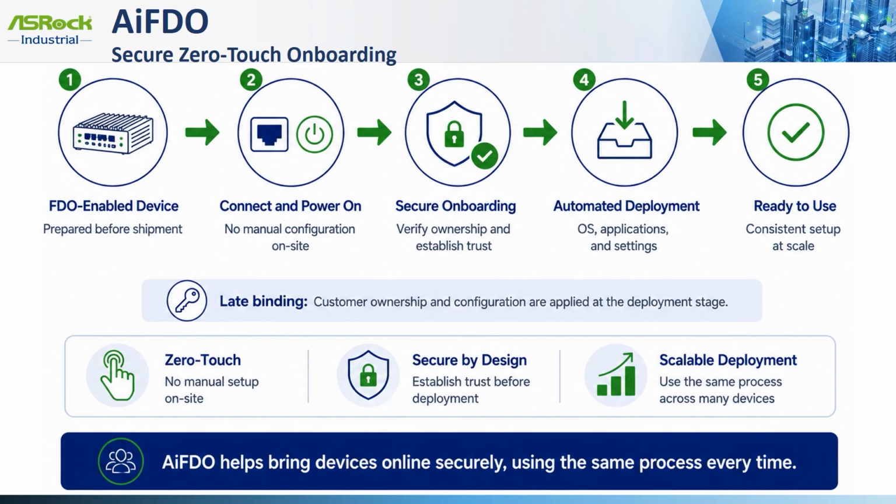The device receives a secure identity during manufacturing. When it powers on at the deployment site, it connects to the right service and verifies ownership. It then receives the correct operating system, configuration, and application payload automatically. This removes the need for manual device configuration at the deployment site.